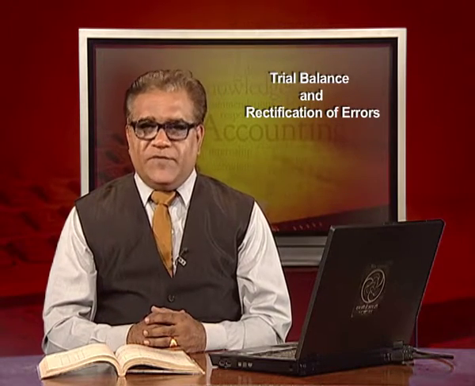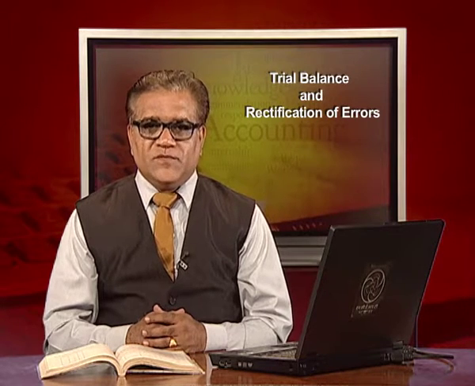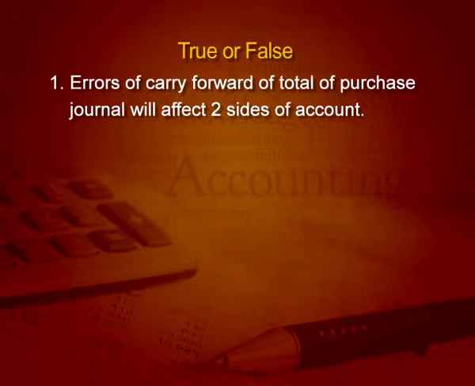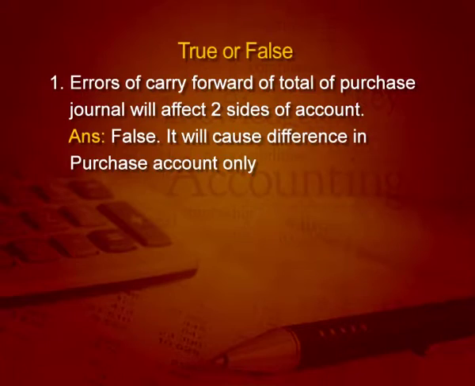Let us do some true and false questions also with reasoning. First, error of carry forward of the total of purchase journal will affect two sides of the account. These are very tricky questions. Please listen carefully. Errors of carry forward of the total of purchase journal will affect two sides of the account. Answer is false. It will cause difference only in purchase account. Why other account? Because we are just doing the total part wrong of one book. So it is one error, not two sides.